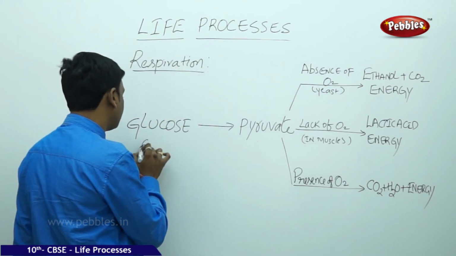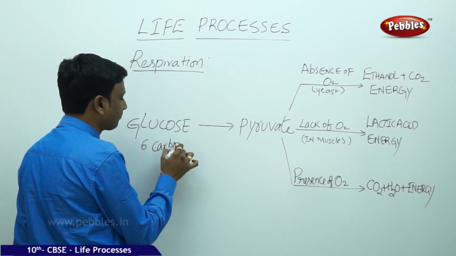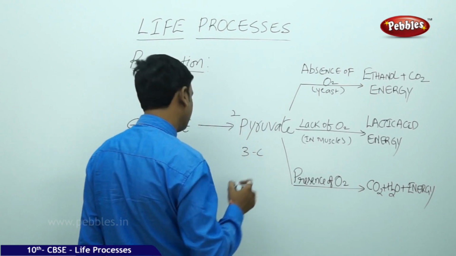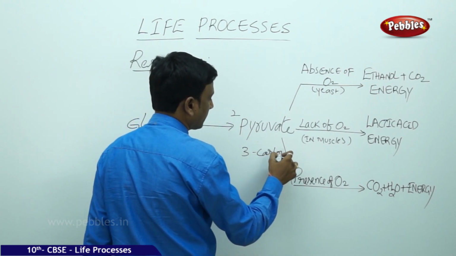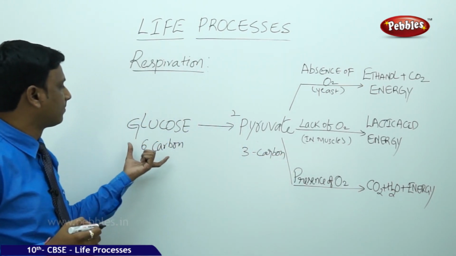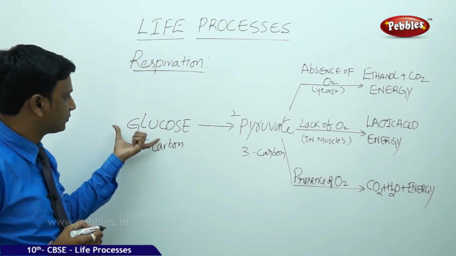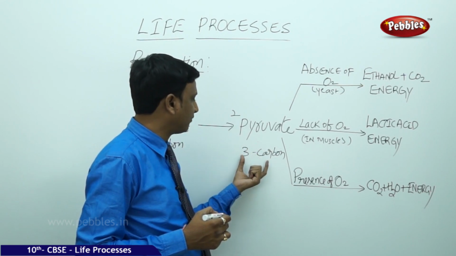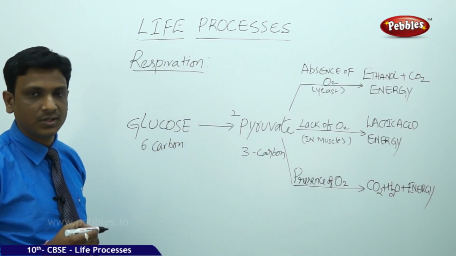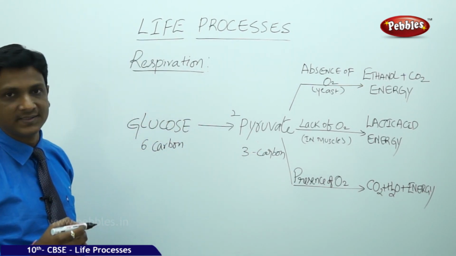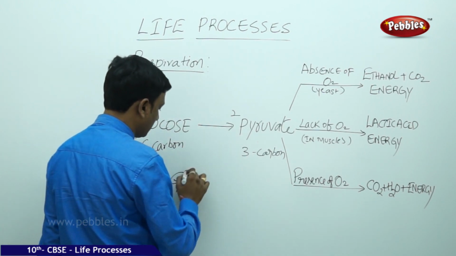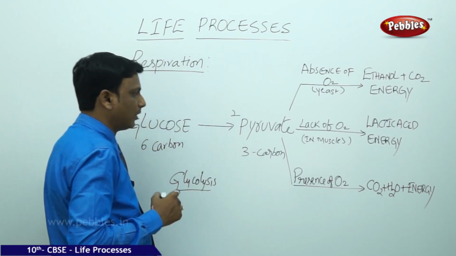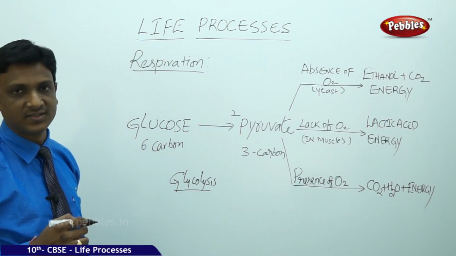Glucose is a 6-carbon compound which is converted to 2 pyruvate of 3 carbon each. So this is called glycolysis. Glycolysis means breakdown of glucose into 2 molecules of pyruvic acid, which takes place in the cytoplasm.